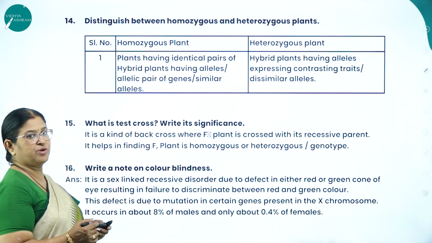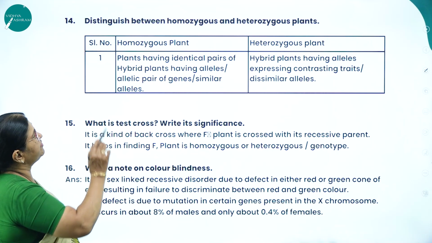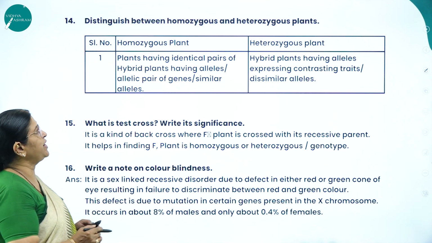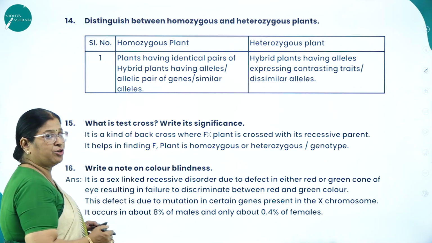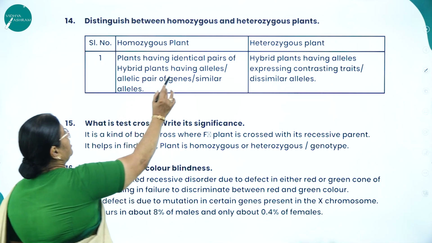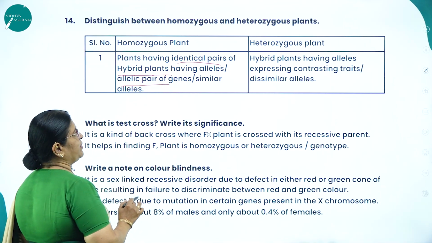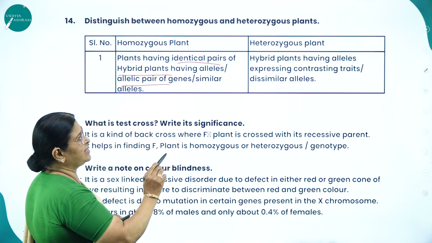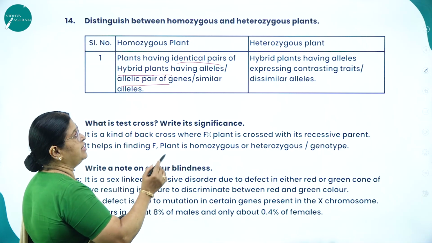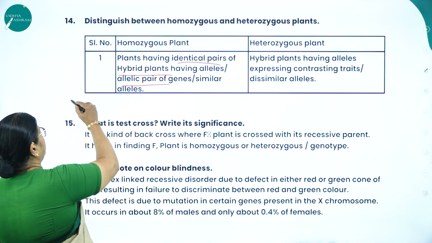Moving on to the next question, question number 14. Distinguish between homozygous and heterozygous plants. Homo means what? Similar. Hetero means what? Dissimilar. Plants having identical pairs of alleles or allelic pair of genes are homozygous. Hybrid plants having alleles expressing contrasting traits, or dissimilar alleles, are called heterozygous.